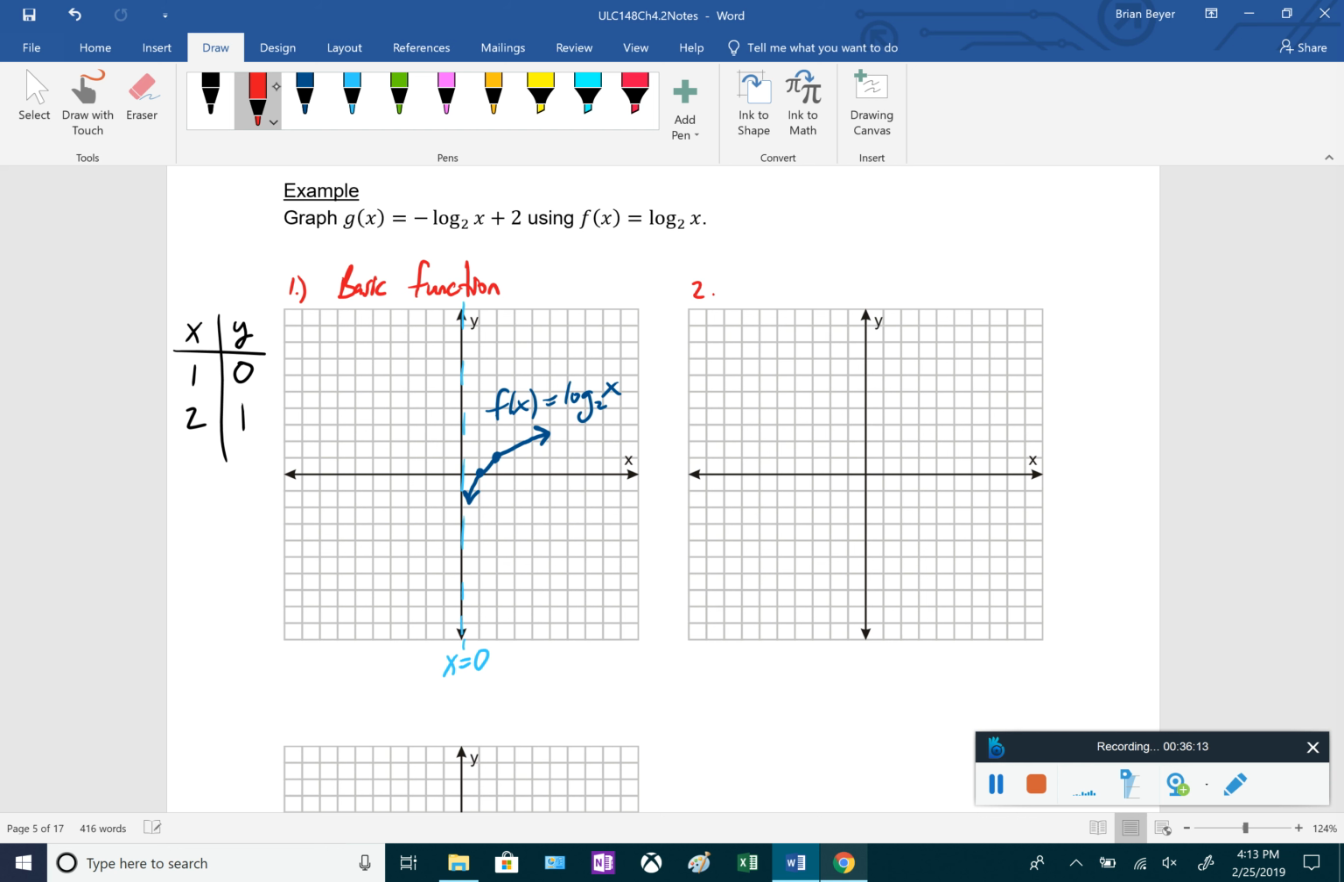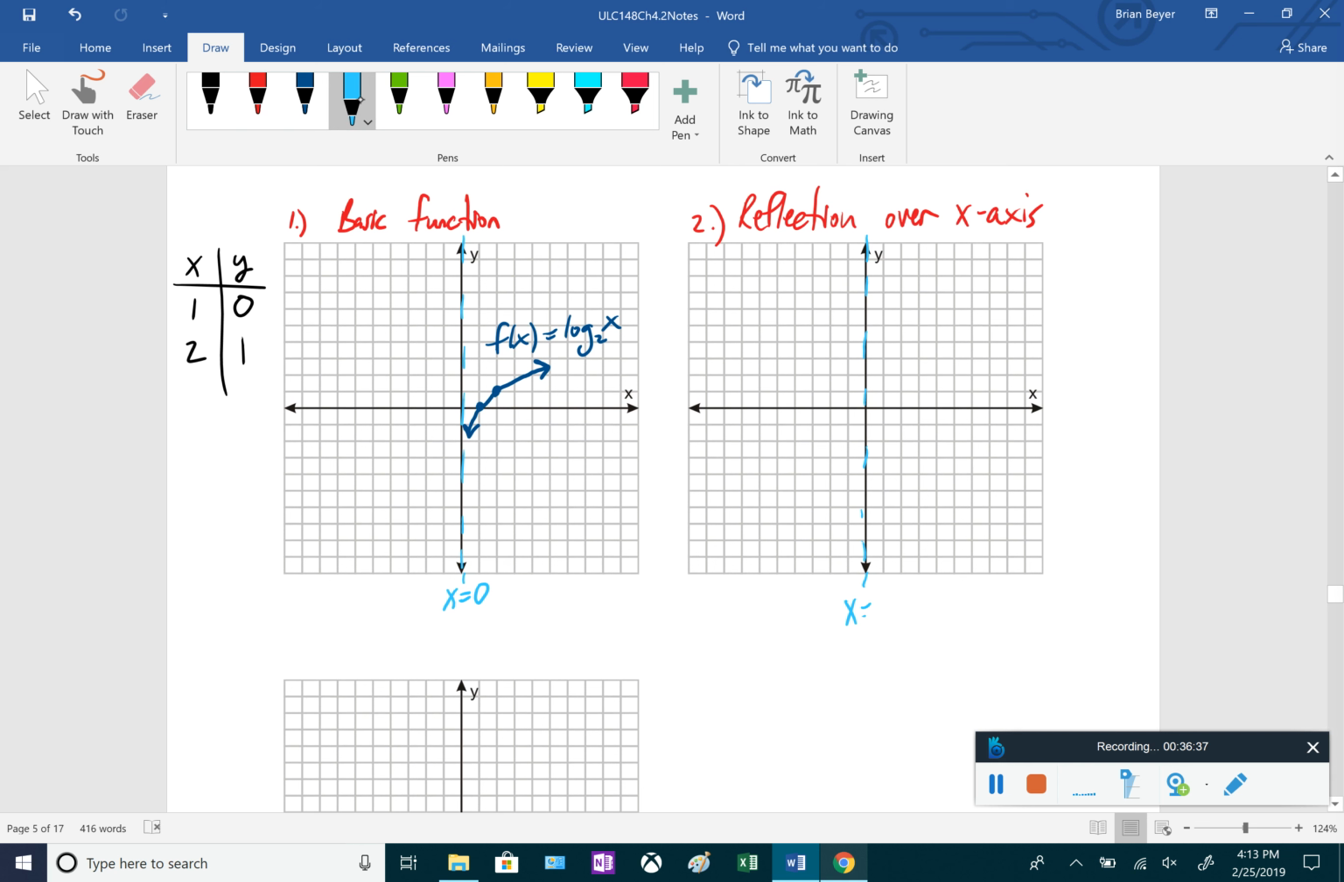So next we would check for a stretch or a shrink. There is no stretching or shrinking. Next we look for a reflection. There is a reflection. There is negative out front. It's negating out front, so that means it's a reflection over the x-axis. It's negating the y values, the function values, so it reflects over the x-axis.